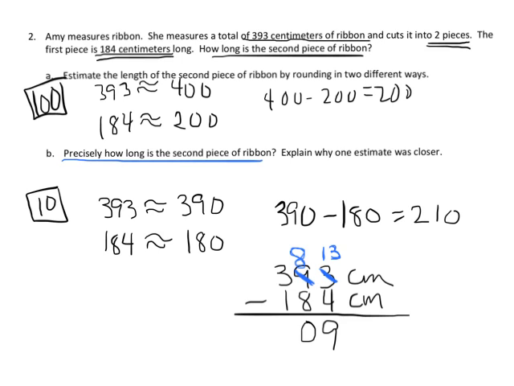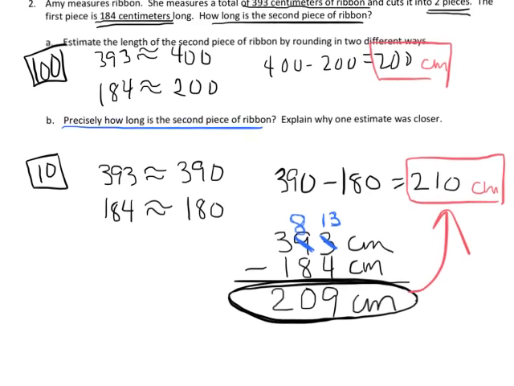Now that's the precise answer. And we had 2 estimations. One estimation was 200 centimeters. The other estimation was 210 centimeters. They're both super duper close, but the question is which one was closer? And of course that is the closer estimation. And the big question is why?